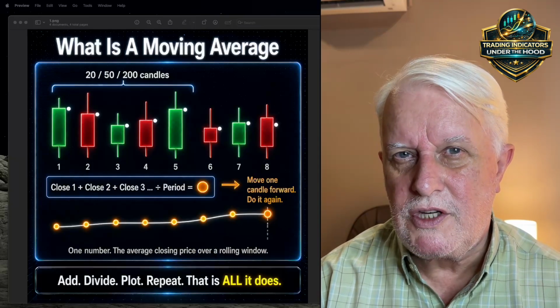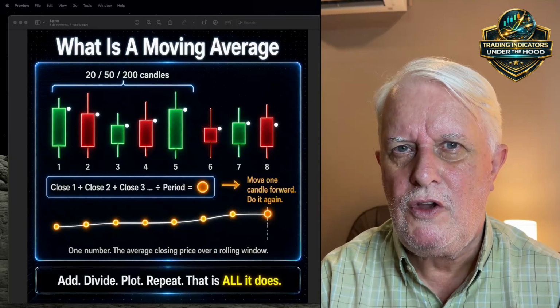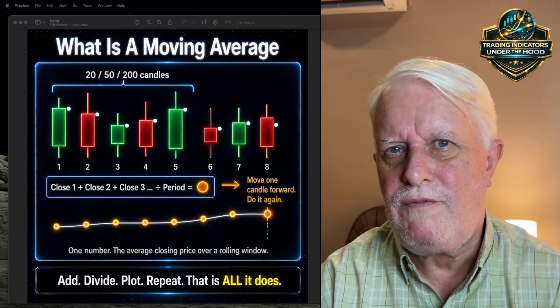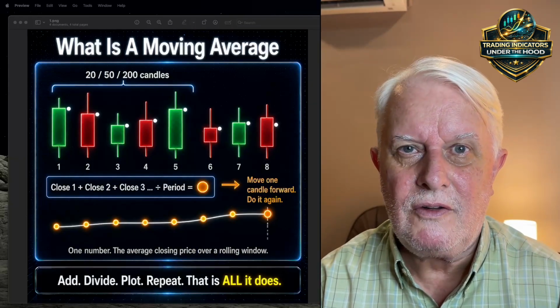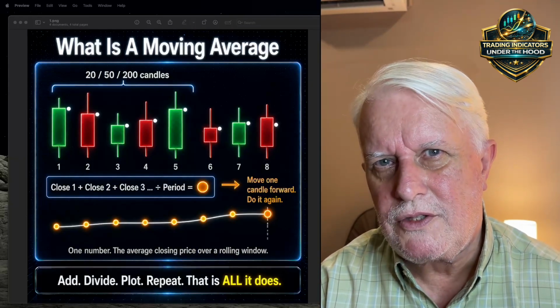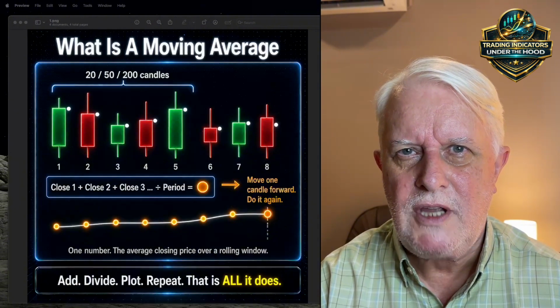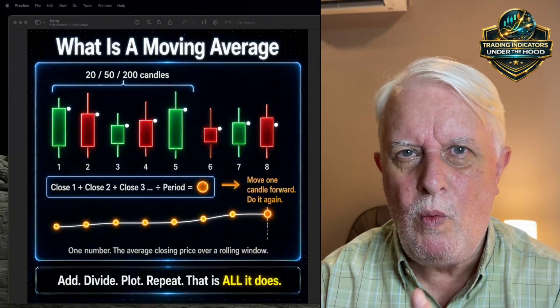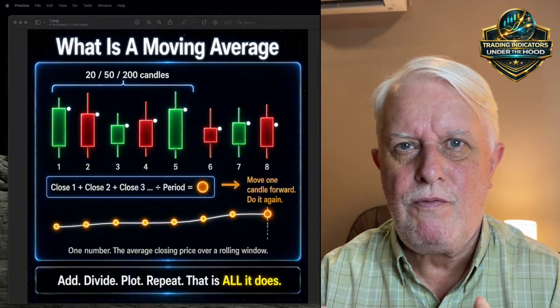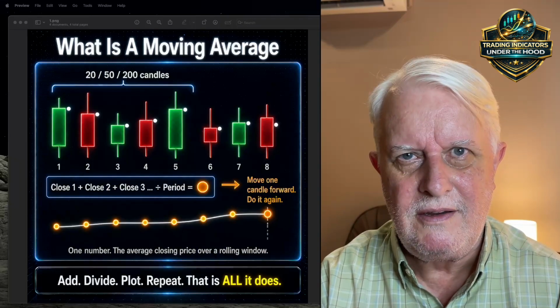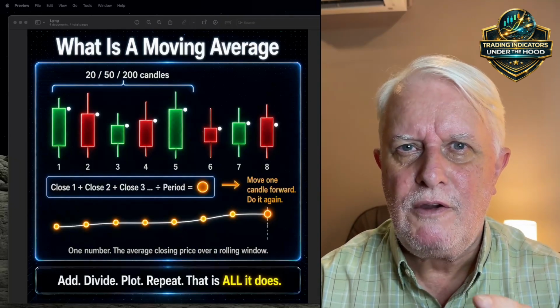So what is a moving average? A moving average takes a set of closed prices, adds them together and divides by that number. So 20 candles, 50 candles, 200 candles. Add that number of candle closes together and divide by that number. You get one number. You plot it on a chart, then you move one candle forward and do it again. That produces a smooth line that follows price.